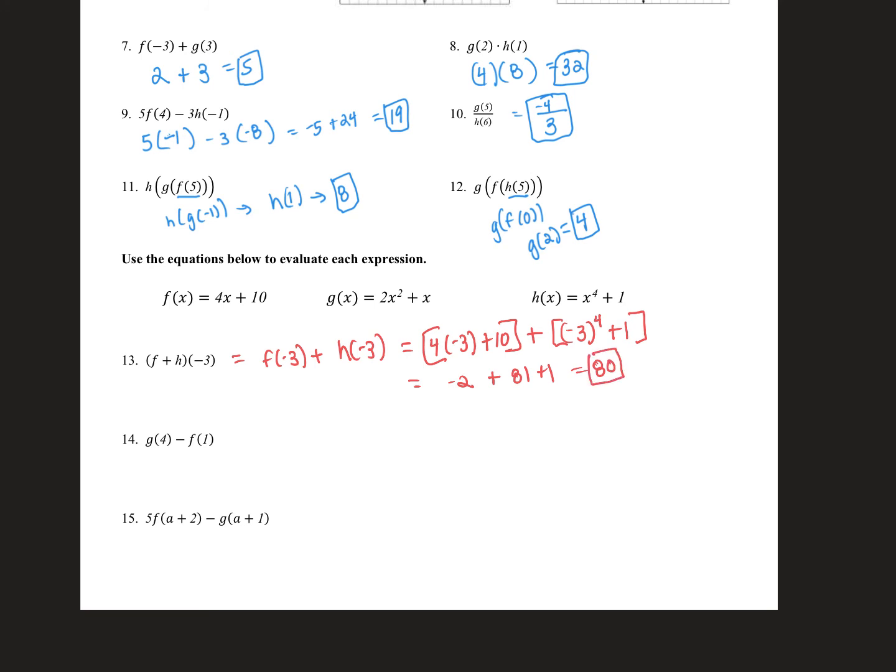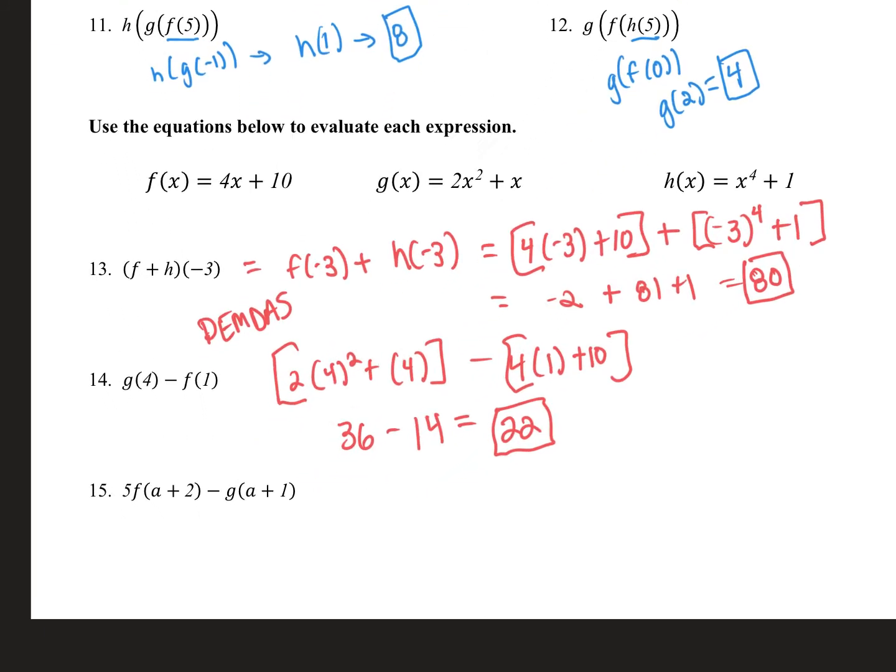Number 14, g of 4 minus f of 1. So g of 4 is going to be 2 times 4 squared plus 4. Notice again, I'm using those parentheses, minus f of 1. So I'm going to plug 1 in for x into my function f. Order of operations, remember, please excuse my dear Aunt Sally when simplifying. So parentheses first, 4 squared is 16 times 2 is 32. 32 plus 4 is 36. Minus 4 times 1 is 4, plus 10 is 14. 36 minus 14 is 22.